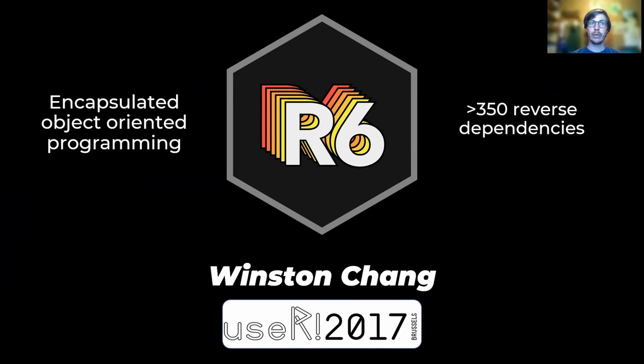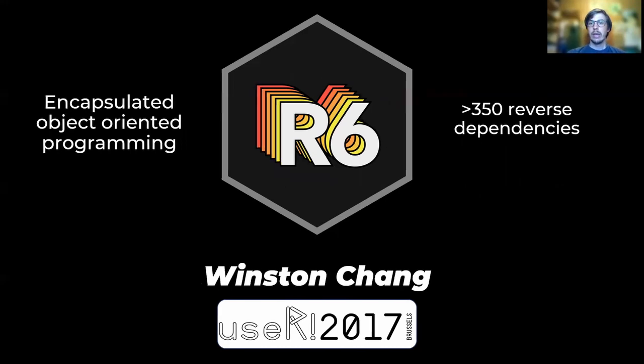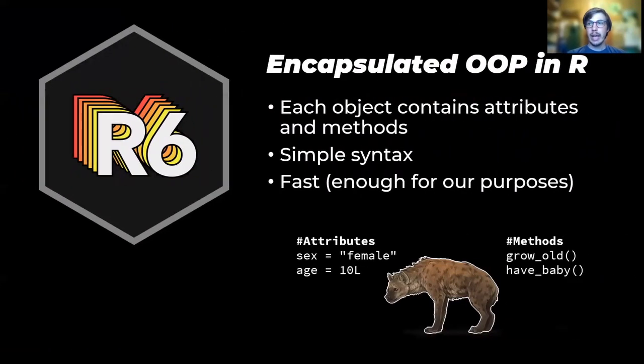R6 is a real foundational package of the R community. It has over 350 reverse dependencies, including major packages like dplyr and Shiny. So how would we use this? How does it work, and how would we use it in agent-based modeling?